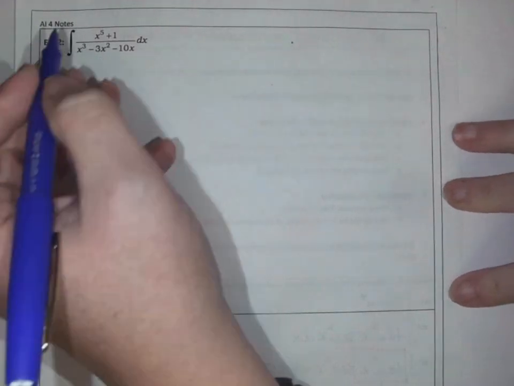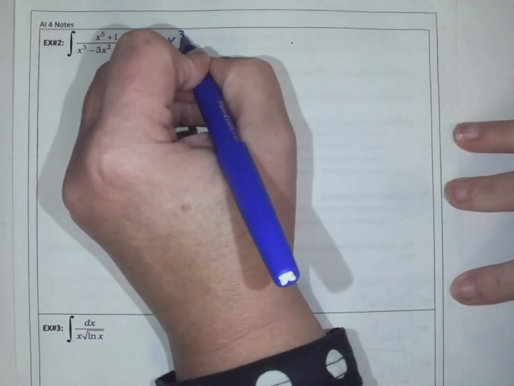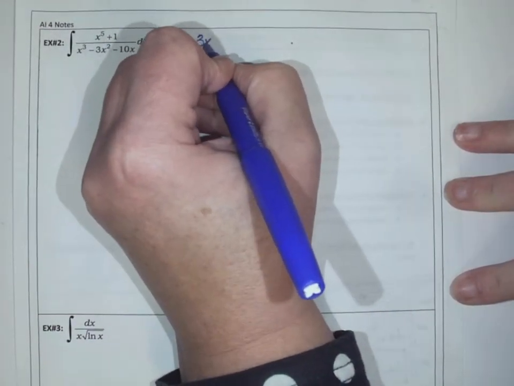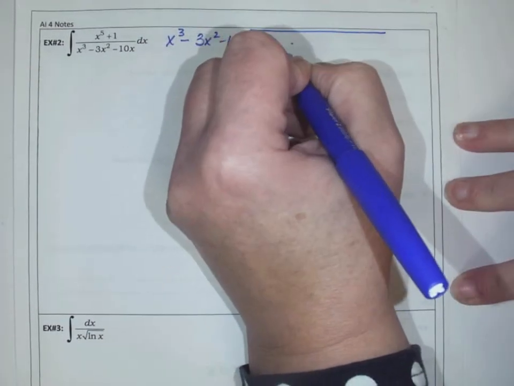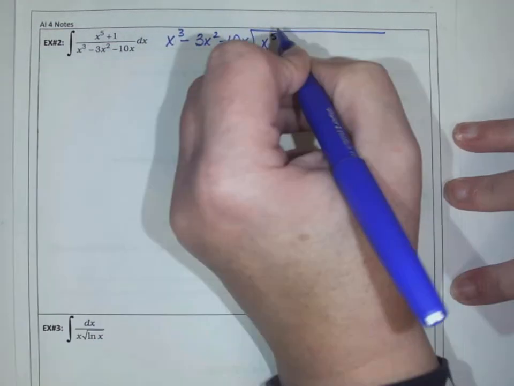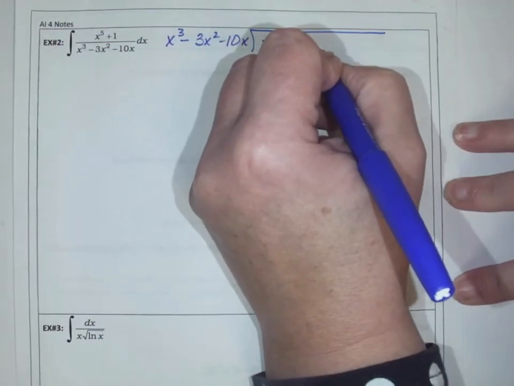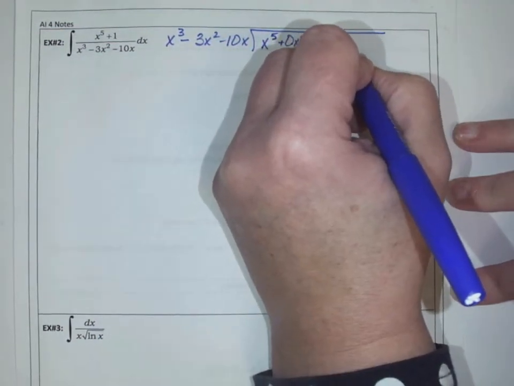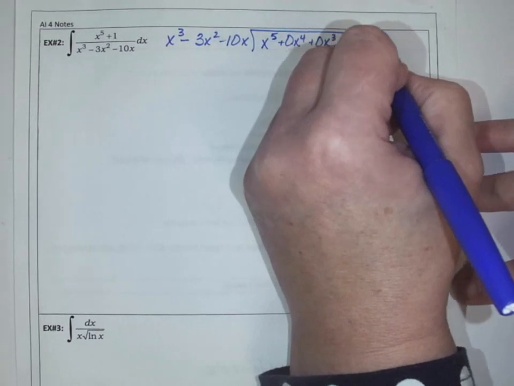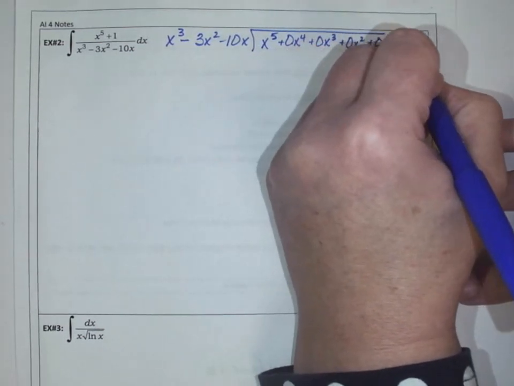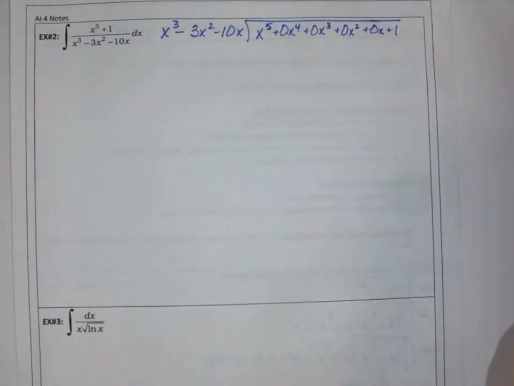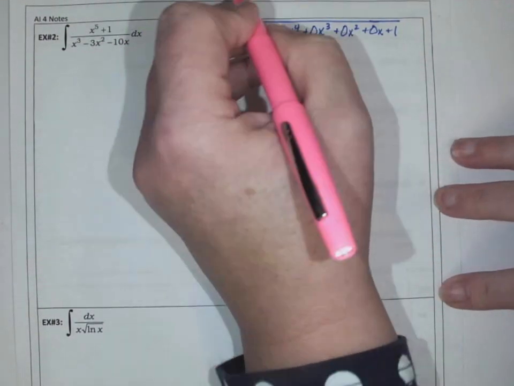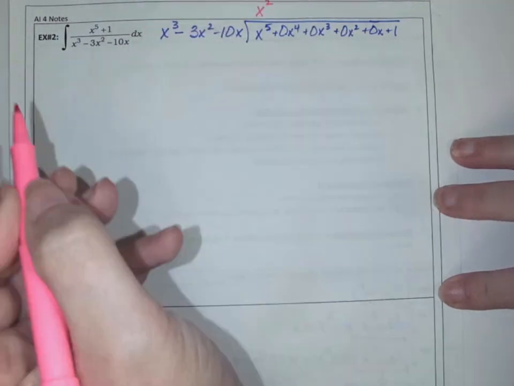So we put our denominator outside the radical, and in the numerator, we do our x to the 5th. Now, I put a bunch of placeholders: 0x to the 4th plus 0x cubed plus 0x squared plus 0x, and then finally our plus 1. Okay, so what do we multiply x cubed by to get x to the 5th? That would be an x squared.